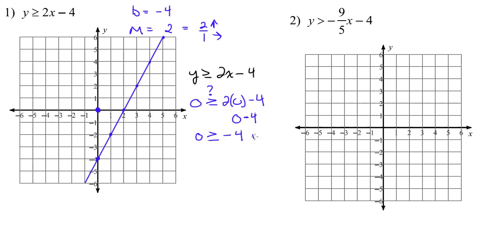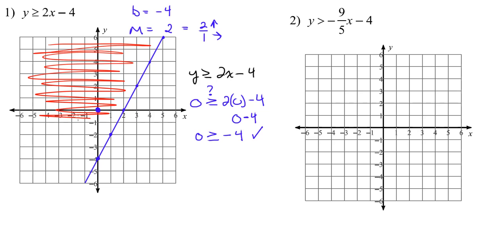Is that true? Yes. So since the origin 0, 0 is a true statement and it's to the left of the line, that means that this zone to the left of the line is the zone that we are to shade. We're just going to go ahead and shade that in red.